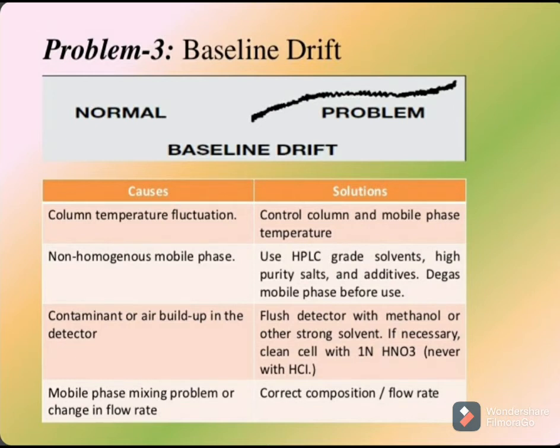When you are using a homogeneous mobile phase, you are required to use HPLC grade solvent and high purity salts. Next is contamination or air buildup in the detector. Flush the detector with methanol or another strong solvent. If necessary, clean the cell with one normal HNO3, never with HCl. Mobile phase mixing problem or change in flow rate: correct the composition and flow rate. That is the reason for baseline drift.